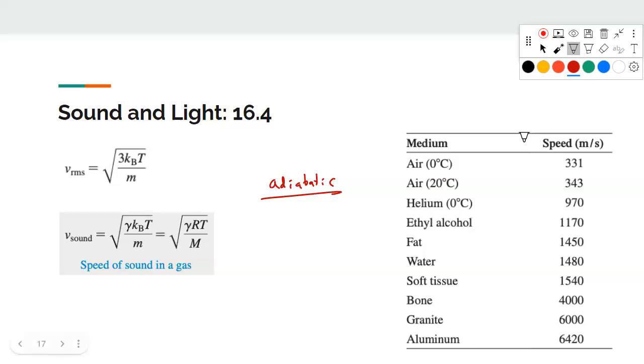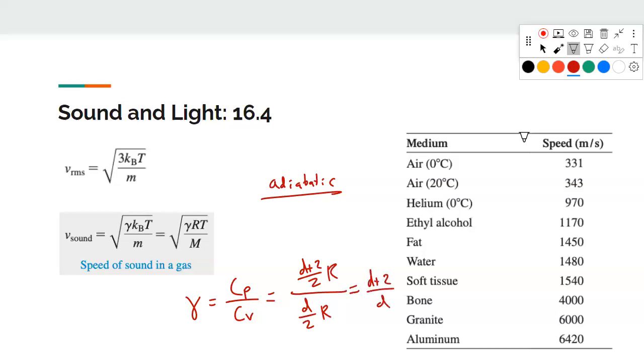So we still have the k_B T and the m. This gamma is the ratio of the heat capacity at constant pressure to the heat capacity at constant volume. And remember now that the heat capacity at constant volume for a gas is d over 2 times R, and at constant pressure, it's d over 2 times R plus 1 R. So we could just write this as (d plus 2) over 2 times R. And so you can see that what you end up getting is (d plus 2) over d, where this d was the degrees of freedom of the structure.